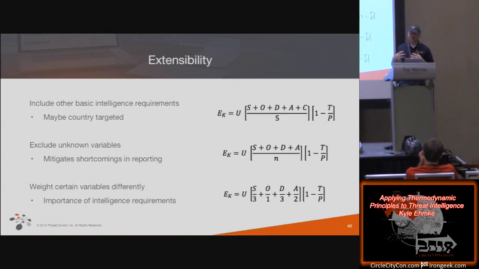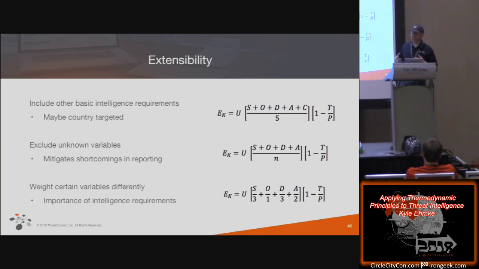Now, while I went over our specific equations, this idea and the equations are extensible. The main issue is capturing that velocity, vector, and degradation. But maybe you want to treat your assessment of that vector differently. Maybe you want to include other basic intelligence requirements like country targeted. If so, then this is how your equation might look.